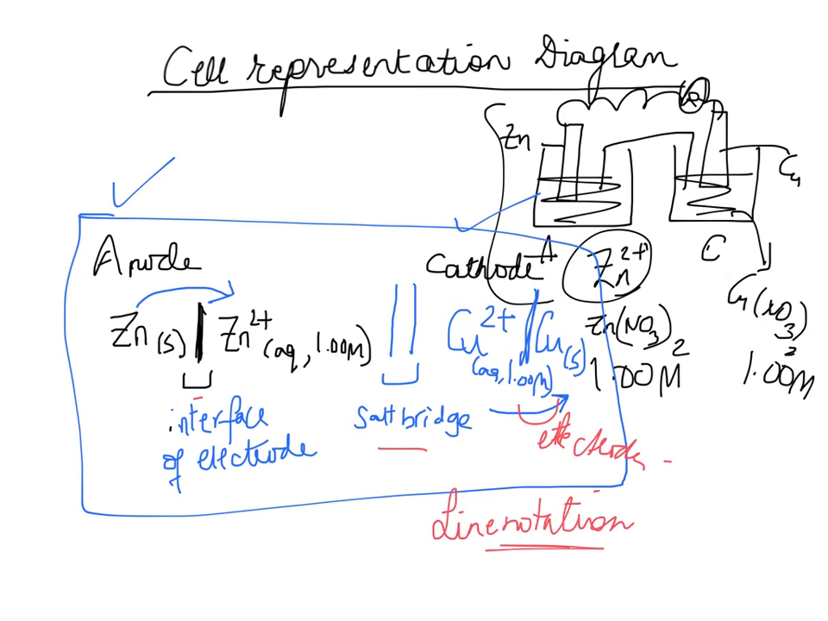So sometimes it's also referred to as the line notation. But in this representation, hopefully you have appreciated that we have written both the oxidation half reaction and the reduction half reaction on the left and right side respectively. The double vertical line is the salt bridge that separates the two half reactions, and the substances that are present should be shown in different phases, along with the concentration of the electrolyte that you have.